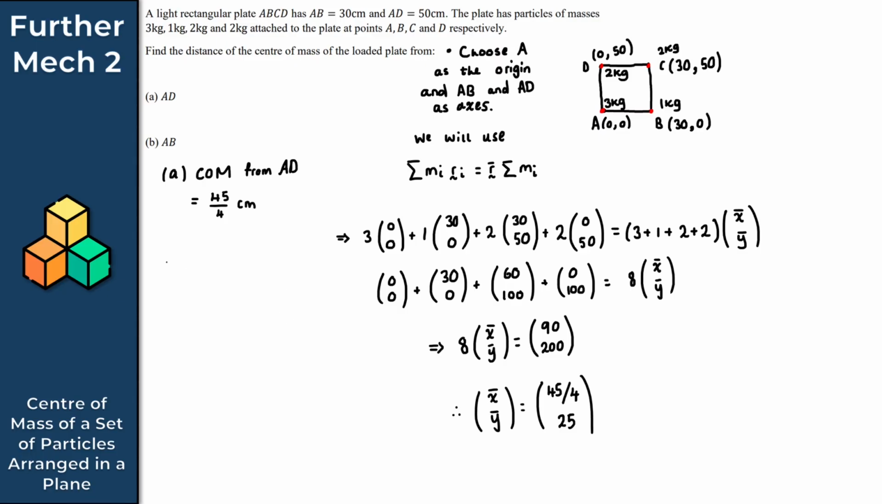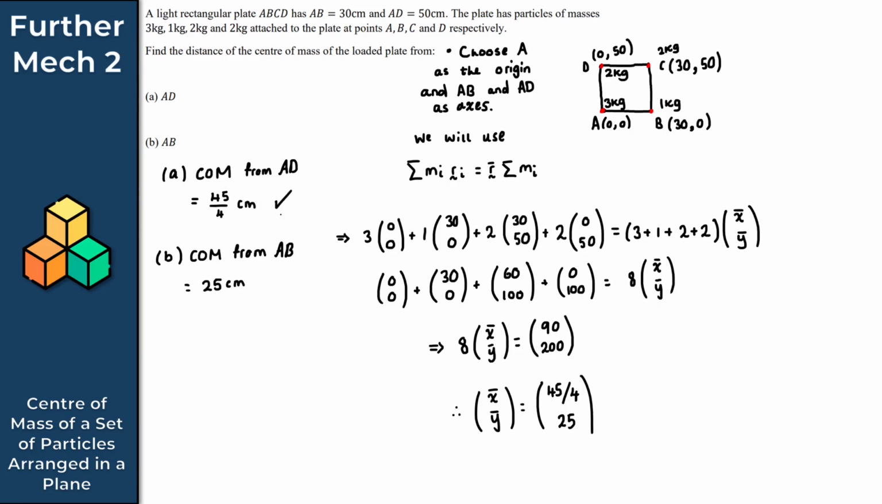Perfect. And then finally for part B here, you might have guessed it by now, right? So for the center of mass from AB, that is just simply y bar, right? So the center of mass from AB is 25 centimeters. Perfect. And there we go then.